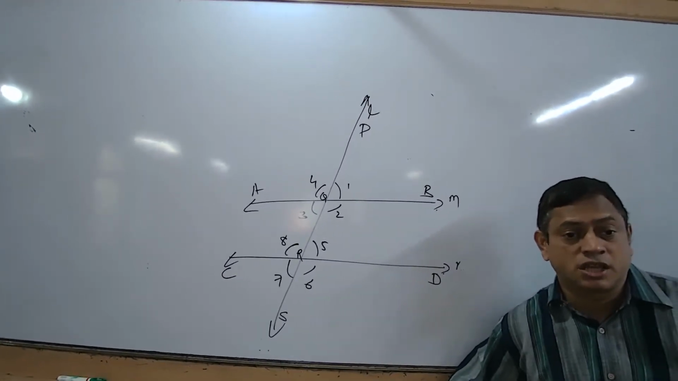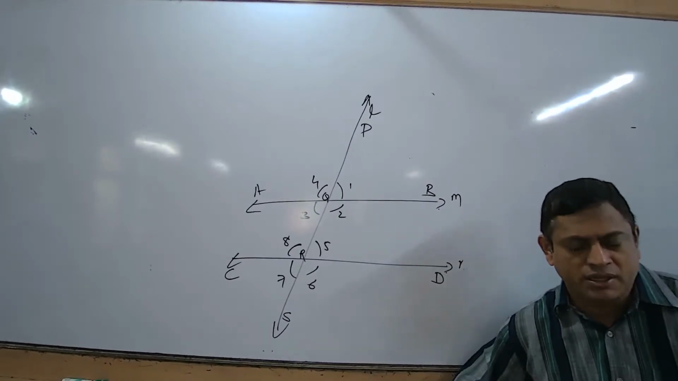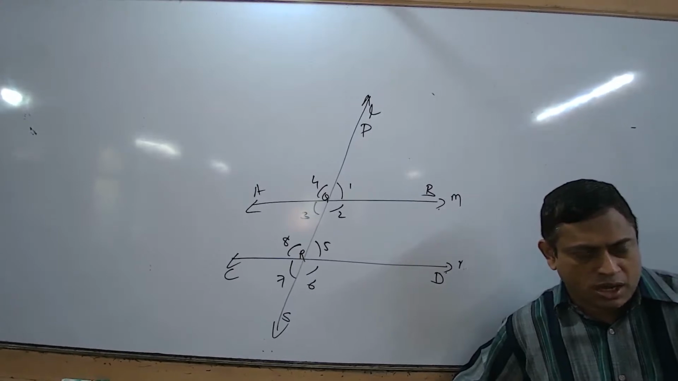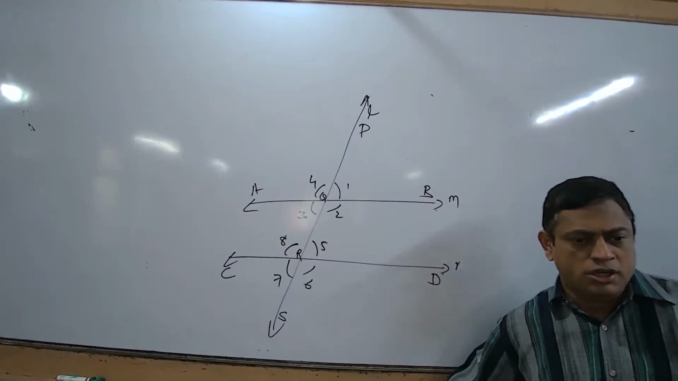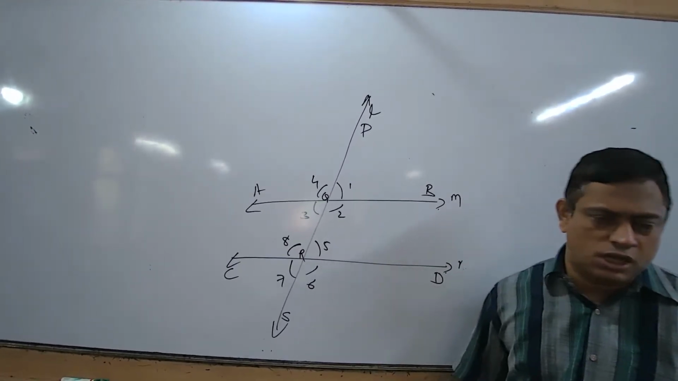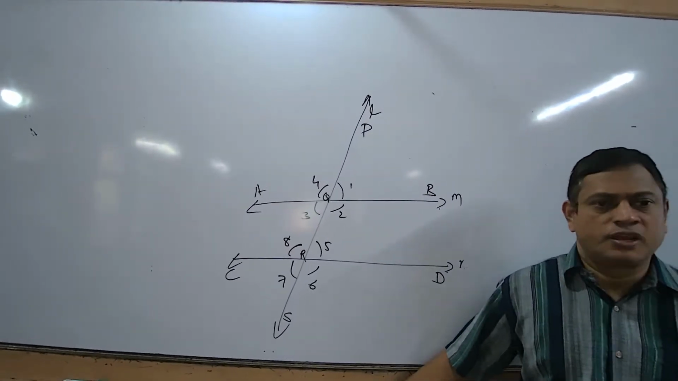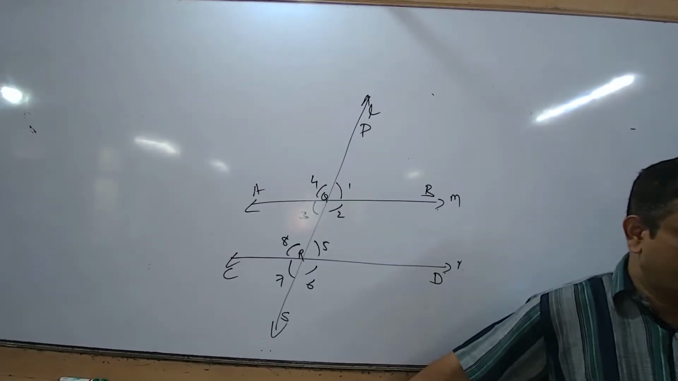Alternate interior angles are always equal when the lines are parallel. Corresponding angles are equal when lines are parallel. Alternate interior angles are equal when lines are parallel. Are you following? Now, next, the third set of angles.